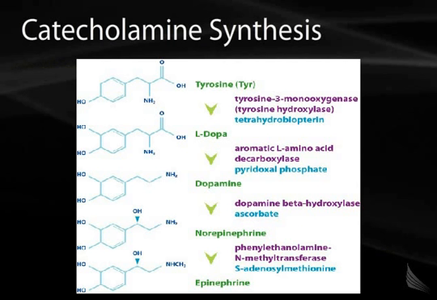Catecholamines. So the functional catecholamines that actually bind to postsynaptic receptors are dopamine, norepinephrine, and epinephrine, and their synthetic pathway is shown here. So tyrosine, which is an amino acid, is the first point of synthesis here. Tyrosine is converted into L-dopa, which is converted to dopamine, to norepinephrine, and epinephrine. There are some important points to remember about the synthetic pathway.